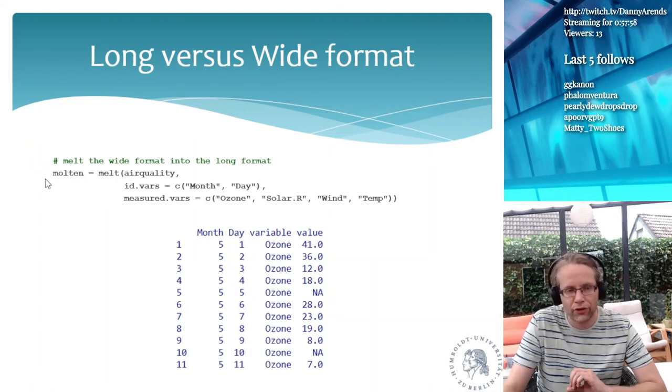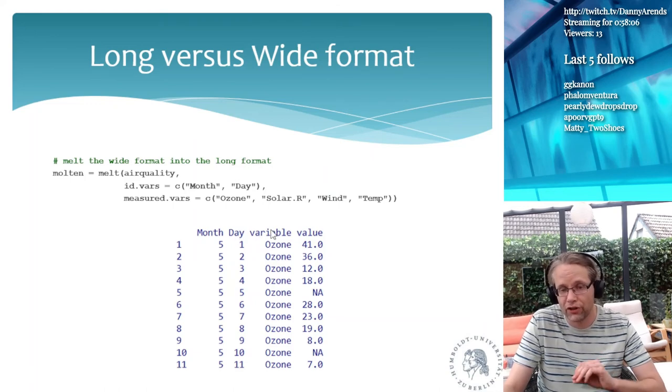And then when I look to see how molten looks, this is how it looks. So what we see is that we have the month, the day, then we have a variable saying which column this measurement originally came from. And then we have value, and that is the measured value on this month and on this day. So, going to a long format.